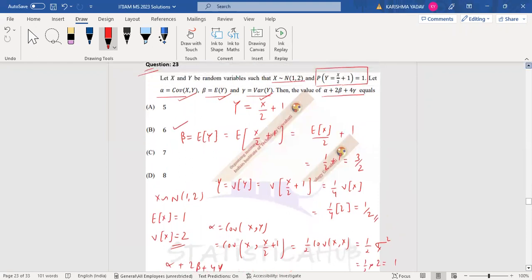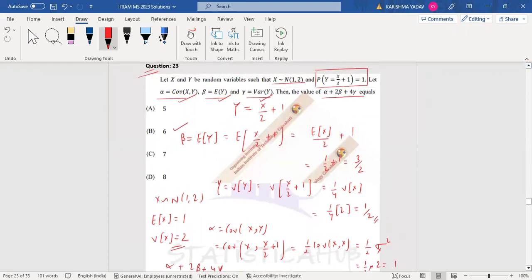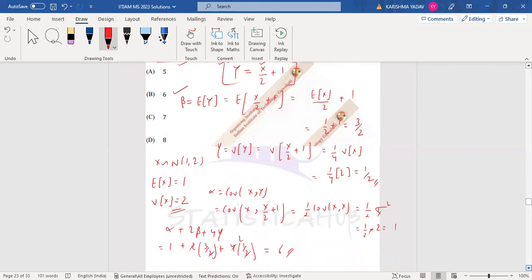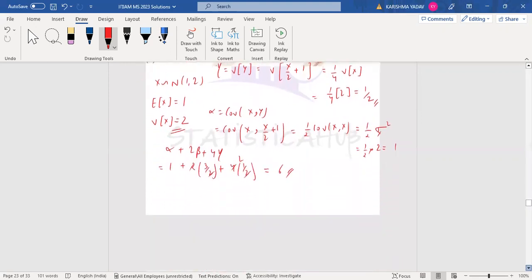By looking at this question, what you actually have to do is recognize that Y is equal to X by 2 plus 1 with X normally distributed, and this is a pretty easy question. You don't have to do that much in this. You just have to find the covariance, variance and expectation of Y. It was very easy, just some calculations and you get your result.